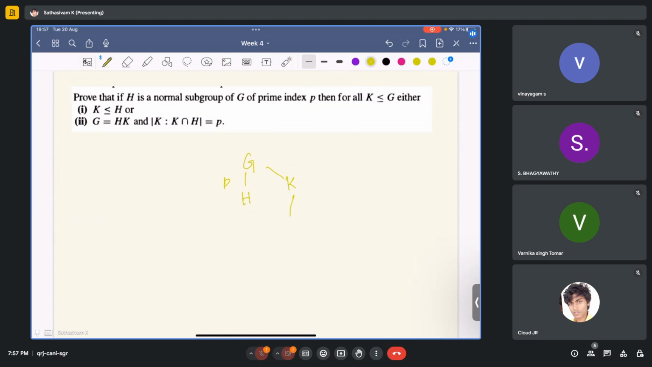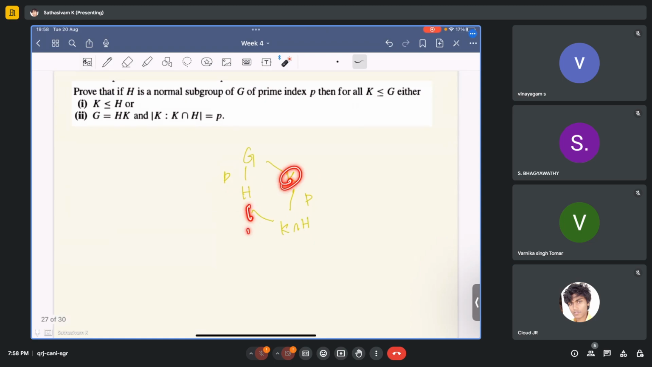So if you go by K index H, this is P. So this is what it tells you. I will just say it again: H is a normal subgroup of index P and K is any other subgroup, then either this K is contained in H. So when you write the bar, it means containment. Okay, or this G is nothing but HK, as well as this index is P.